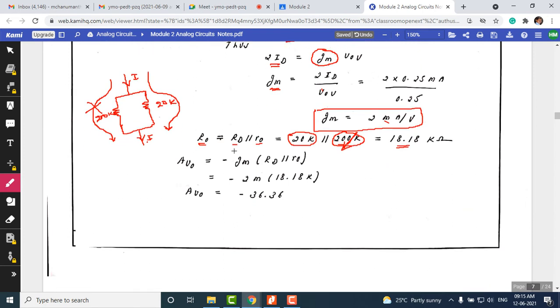I hope you understood the significance of R naught here. The output resistance depends only on RD. It doesn't depend on small r naught, which is the MOSFET's internal resistance. You can ignore this resistance.